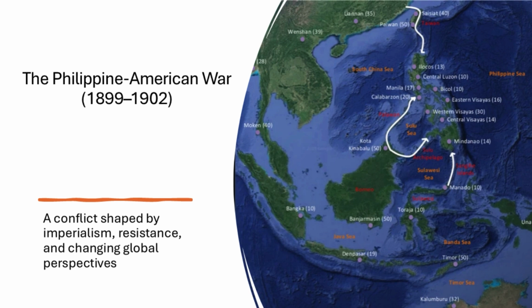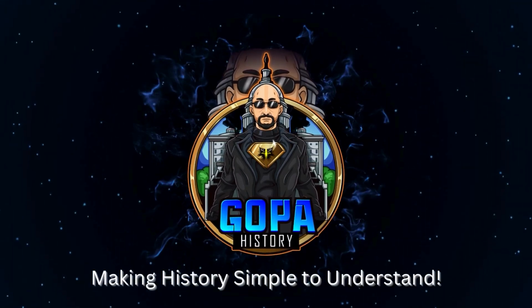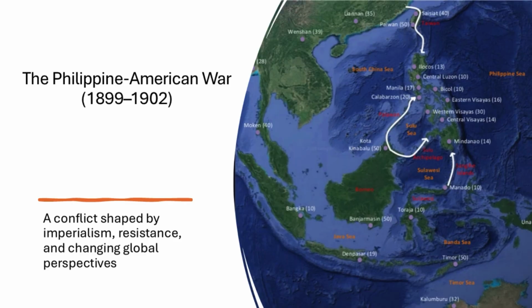You'll learn how the United States transitioned from a fledgling democracy to an imperial power, why Filipino leaders like Emilio Aguinaldo resisted, and how this conflict shaped the course of Philippine independence. Stay with us as we delve into the causes, key events, and legacies of this war. Let's start by understanding the broader context of this complex and brutal conflict.